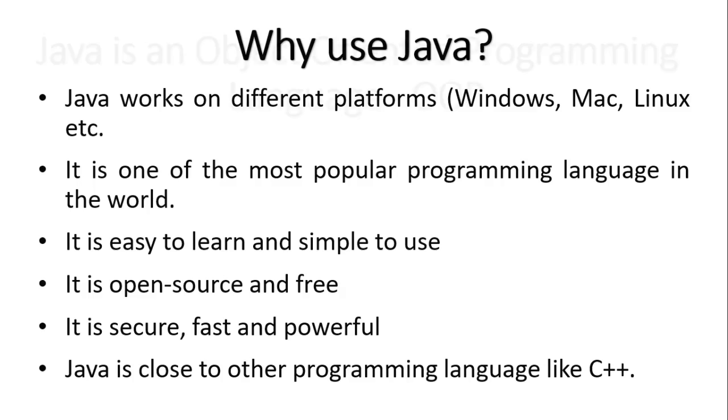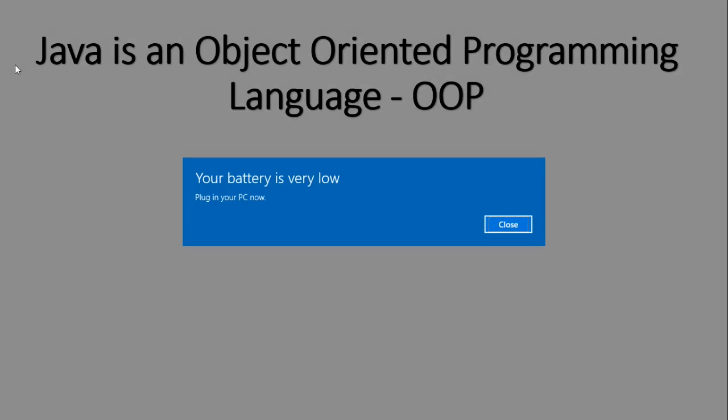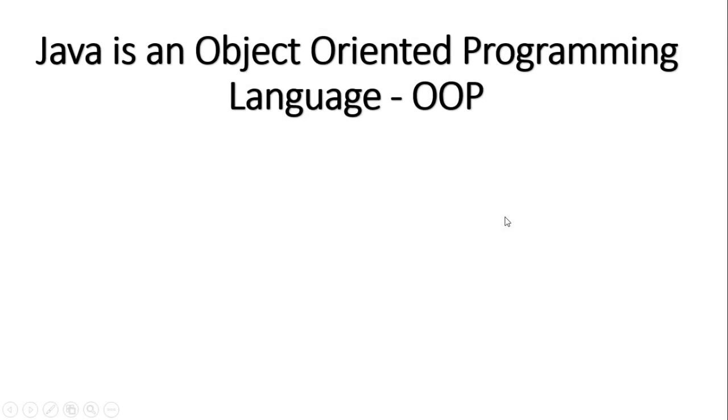Okay. Now, another very important point about Java is that Java is an object-oriented programming language. We also call it OOPS or OOP. So Java is an object-oriented programming language. We'll be learning about objects and classes, and why Java is known as an object-oriented programming language.